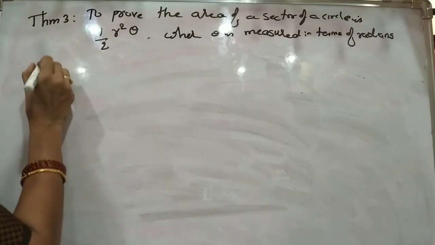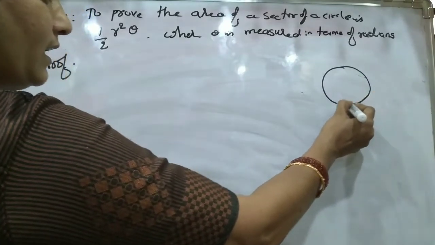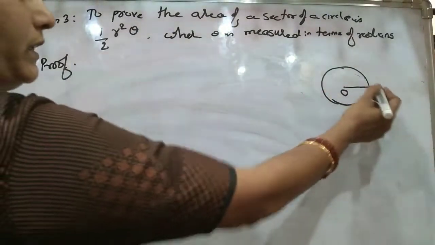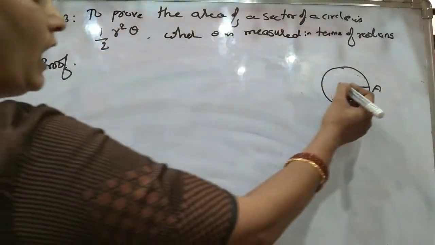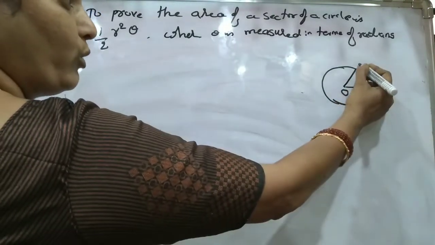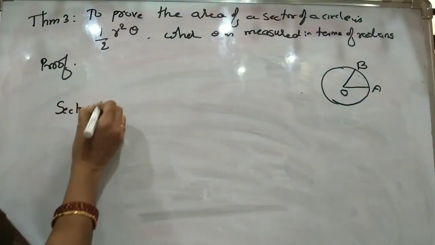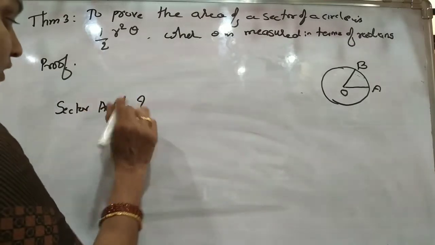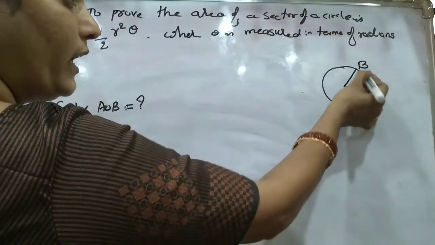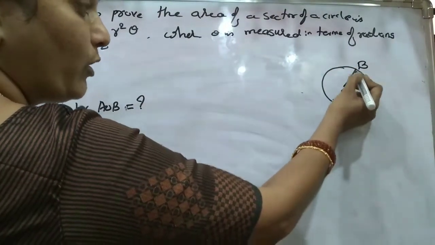Proof. In order to prove this, here also I will consider a circle. Let O be the center, OA be the radius. Now, I want the area of a sector, meaning suppose there is a sector here whose area is to be found out. We don't know what the area of this is. Sector AOB is equal to how much? You know the definition of a sector? A sector is nothing but a region in a circle bounded between two radii and an arc. So now, this sector AOB, I want to find out its area.